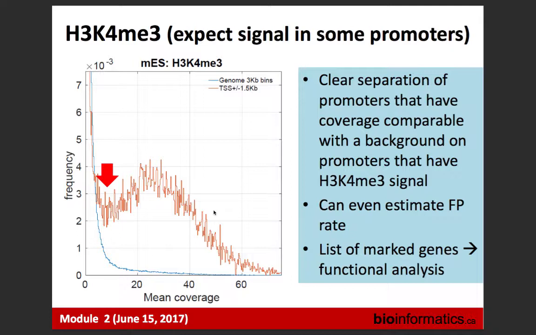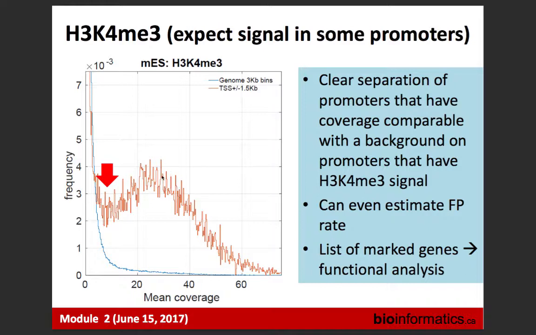It marks transcriptionally active genes. So only in the promoters of the transcriptionally active genes will we find it. However, our antibody is not perfect, and we have this falling blue curve. And what is remarkable is that for some of the promoters, the red curve follows exactly the blue curve. So it means that some of our genes are not active, our promoters are not marked, and the curve looks like the genome-wide curve. But then we have this nice peak.